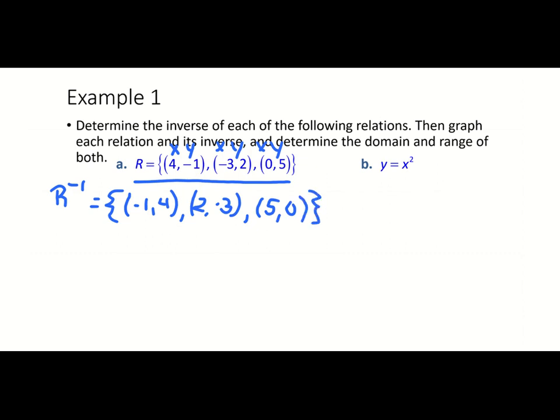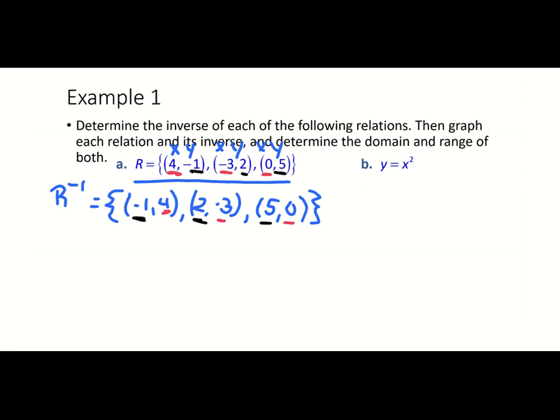We're not going to worry about graphing the ordered pairs. You guys can do that. But the domain and the range: the domain for the original relation was 4, -3, 0. And my range was -1, 2, and 5. But if you look down here, my domain in my inverse is -1, 2, and 5. And my range is 4, -3, and 0. So the opposite there.